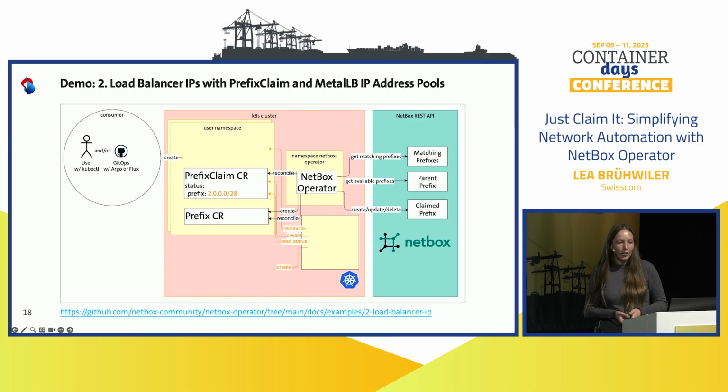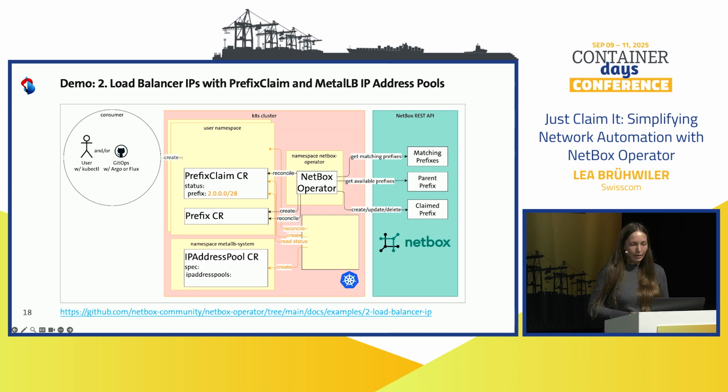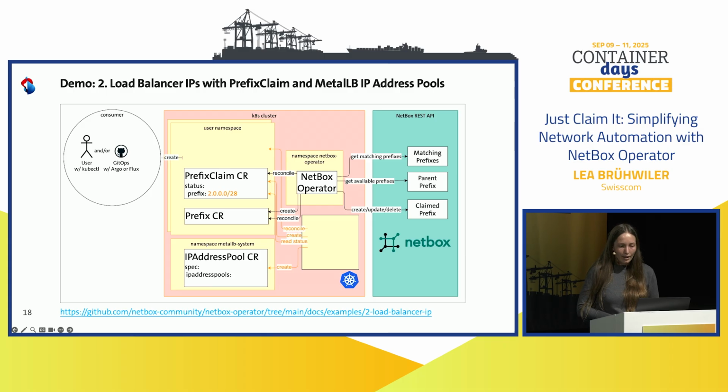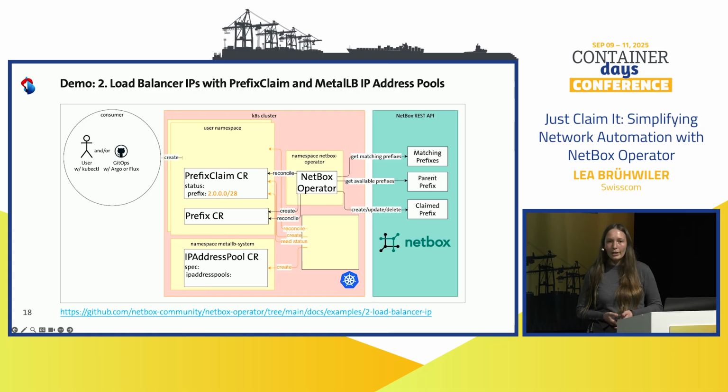So NetBox Operator becomes really powerful if you combine it with other tools. For example, in this case, I want to configure a load balancer. So I will use MetalLB, which can be configured with custom resources. And then I need a tool to map the prefix status field from my prefix claim custom resource to this IP address pool custom resource. So this could be a custom-built Kubernetes operator, or in this example, I use the Kubernetes resource orchestrator.